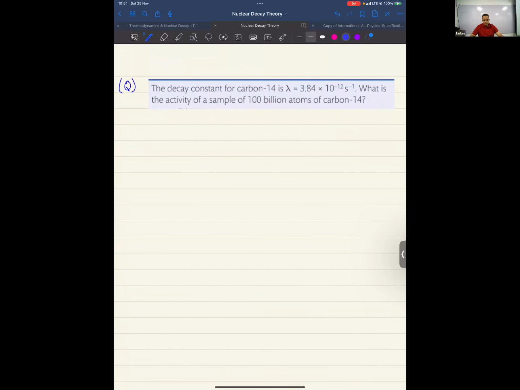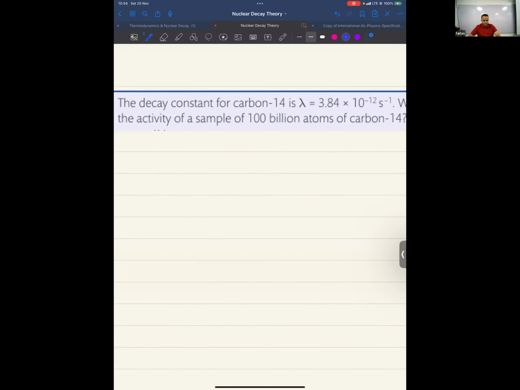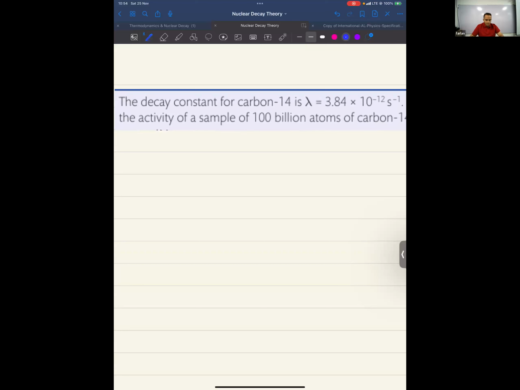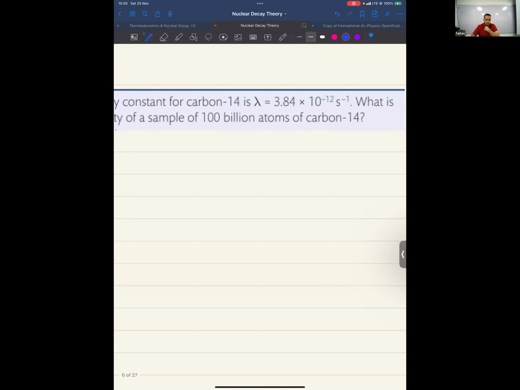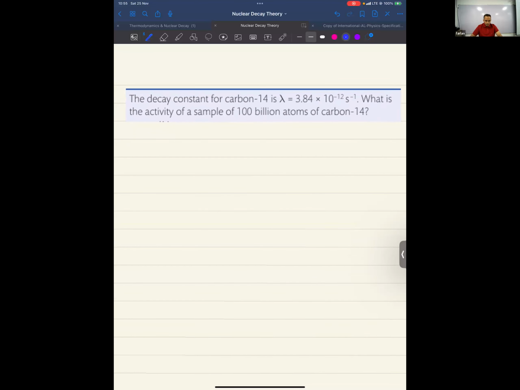Right. The decay constant for carbon 14 is lambda equals 3.84 times 10 to the power minus 12 per second. What is the activity of a sample of 100 billion atoms of carbon 14?